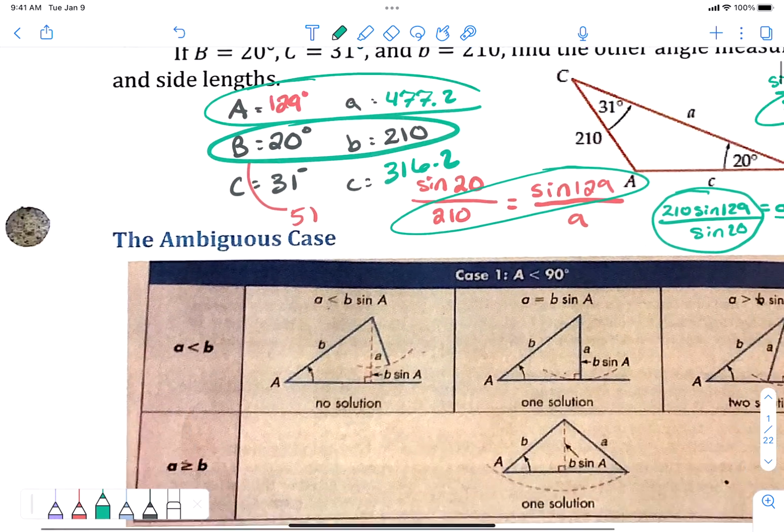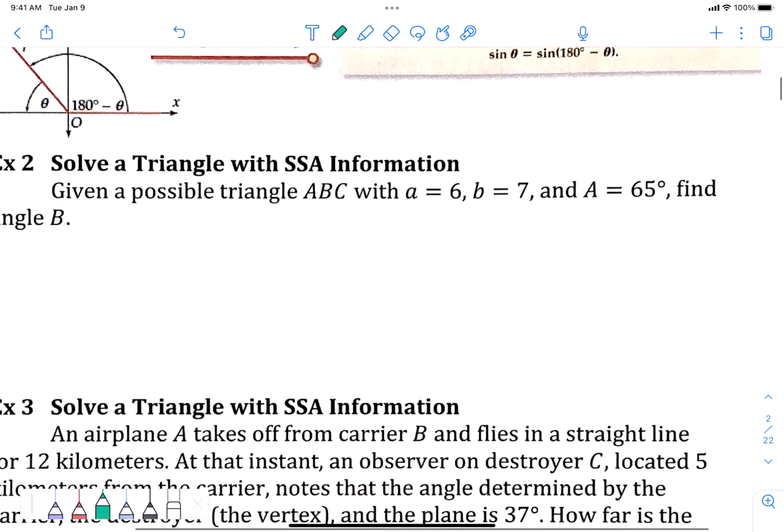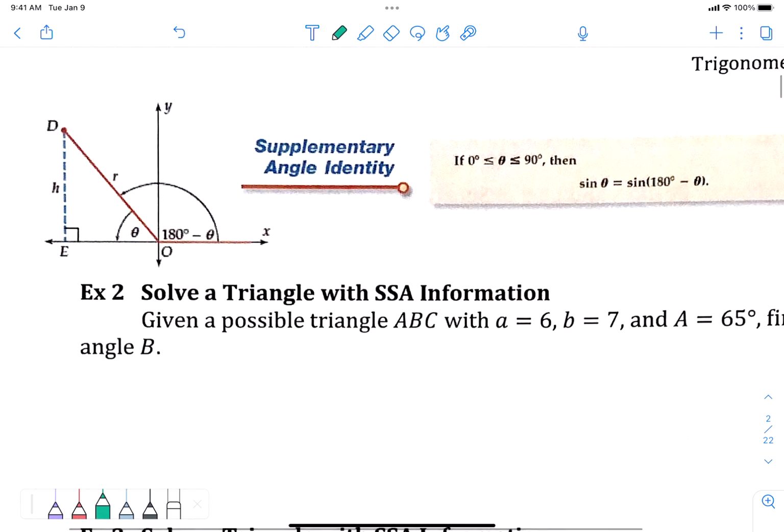Okay, good? Poop in her pants or what? All right. 8,000.